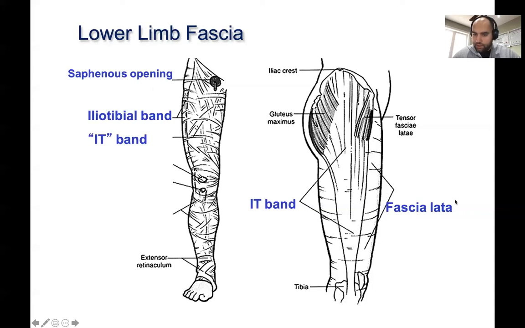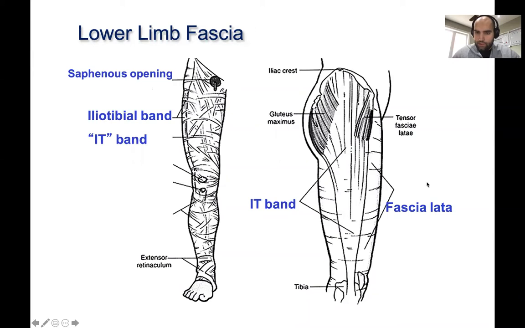IT is iliac crest to tibia. You got it. Yes, Tara. So IT is an acronym, right? I refers to ilio, T refers to tibial, so IT band. Ilio meaning iliac crest, exactly.